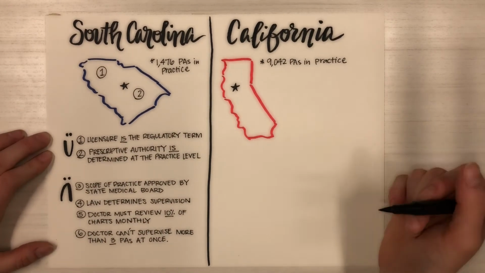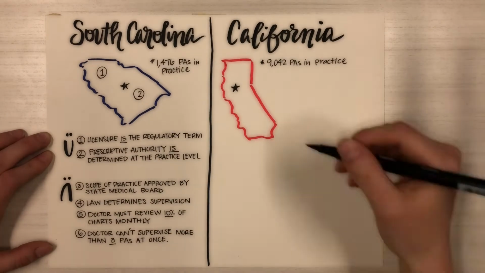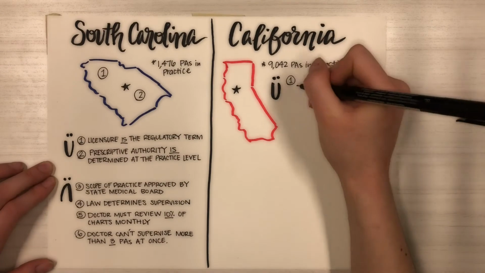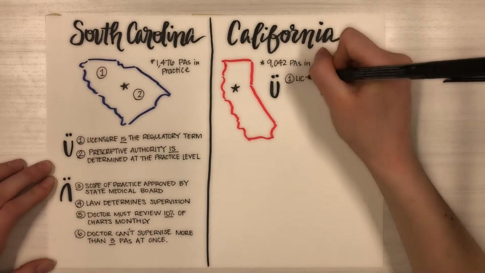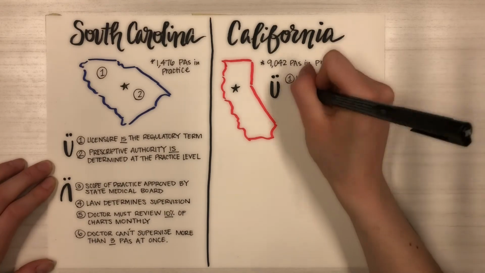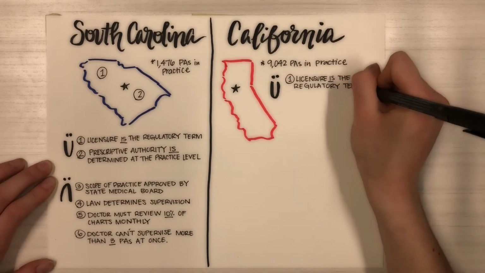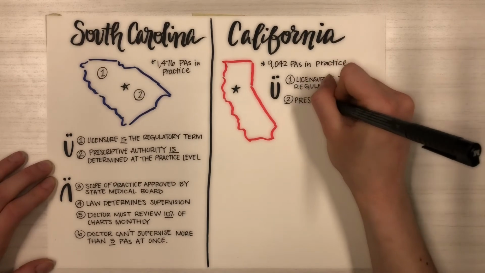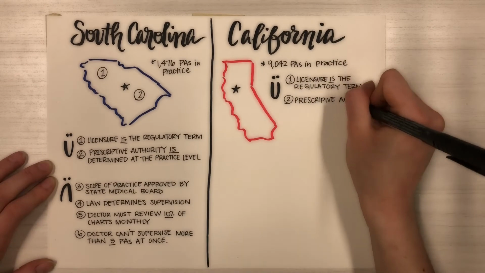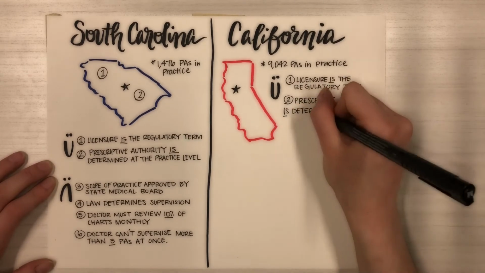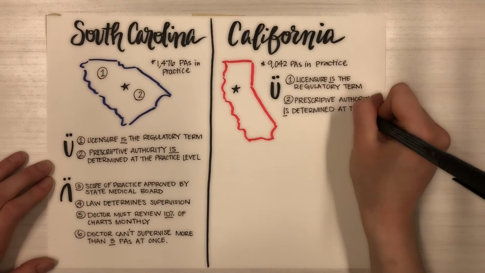Okay, now we're moving on to California. In the state of California, they have 9,042 PAs in practice. California has adopted 4 out of the 6 key elements. 2 of those are the same ones that South Carolina has adopted as well. So the first one being licensure as the regulatory term, and the second one being prescriptive authority is determined at the practice level.